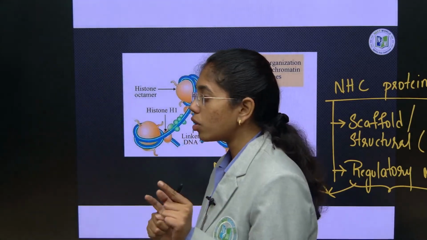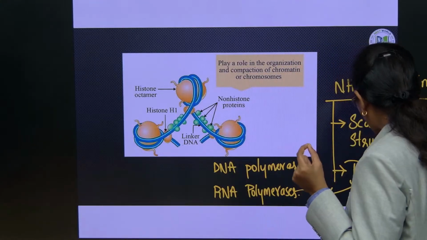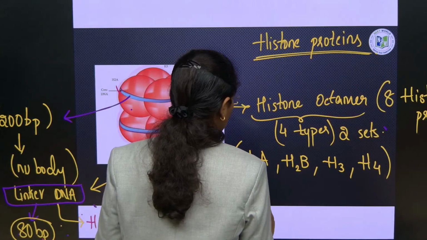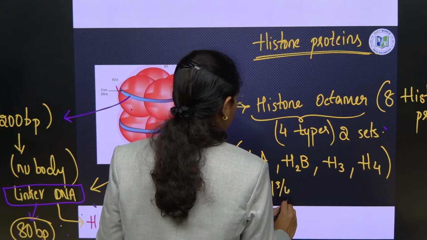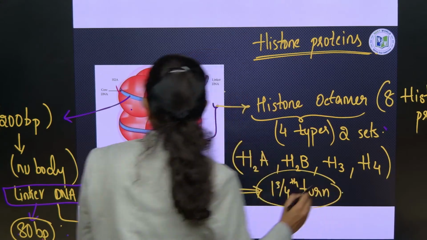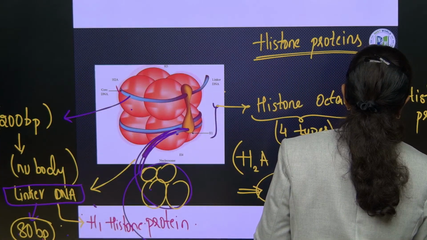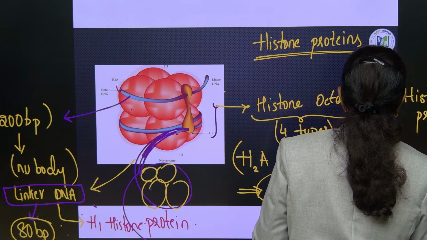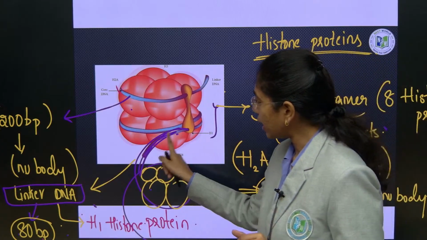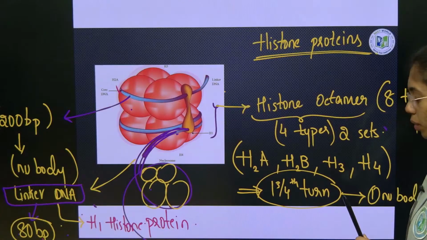So in a single nucleosome, how much turn will it complete? One DNA will complete 1 and 3/4 of a turn. Okay, it completes how much turn? 1 and 3/4 turn is completed in one nucleosome. That minute segment is linker DNA, which finishes off the complete turn. Clear? Clear with histone proteins?